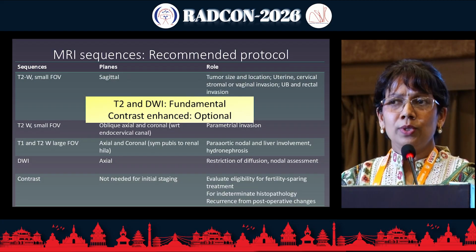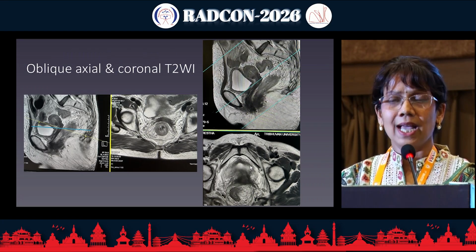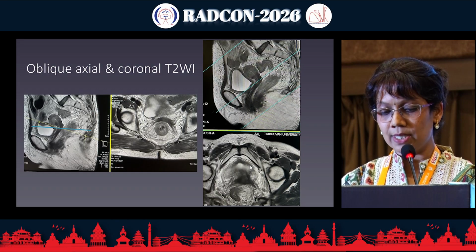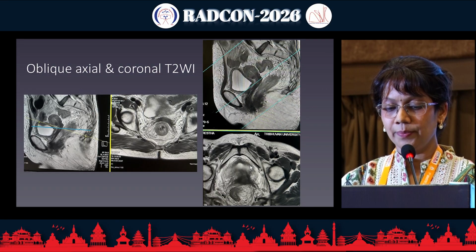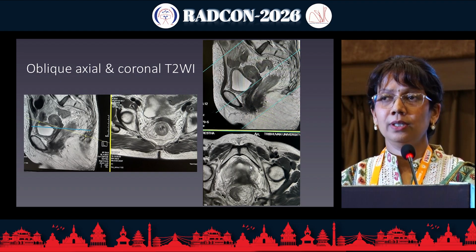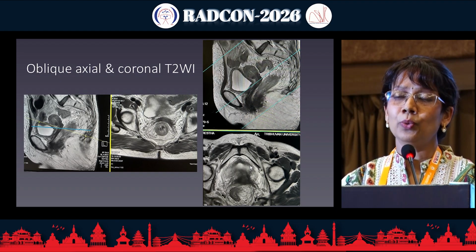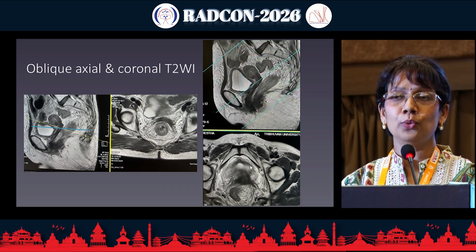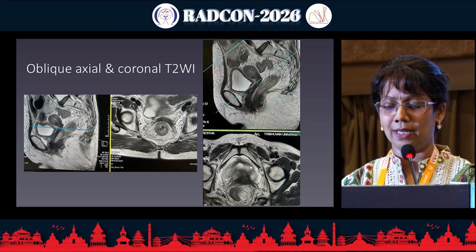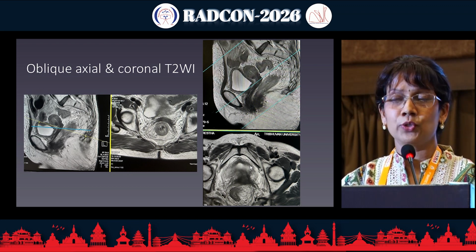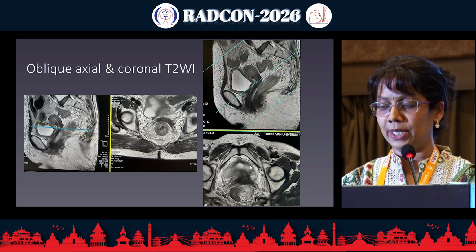So it is to be noted that we have to look at the oblique axial and coronal T2 weighted sequences and not the axial, which is axial to the true anatomical plane, because we want the true axial of the cervix, which is perpendicular and parallel to the cervical canal, in order to look at the stroma and the parametrial invasion better.